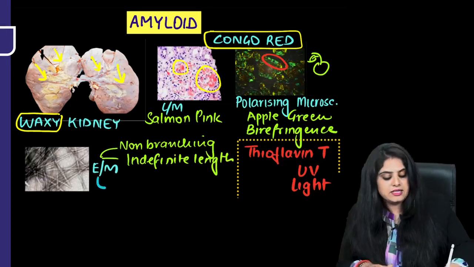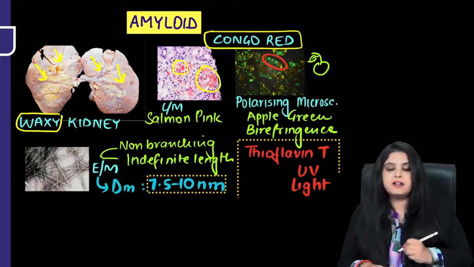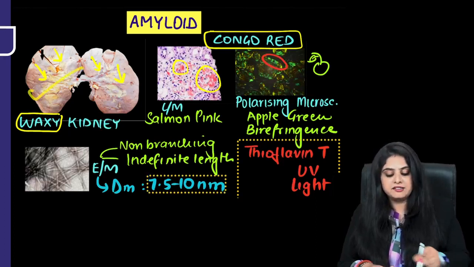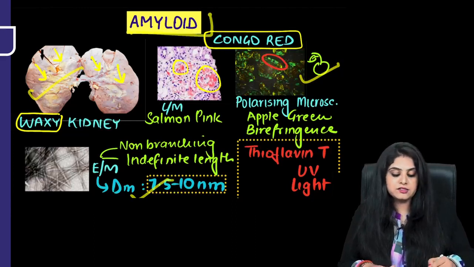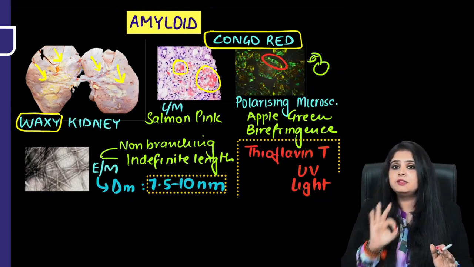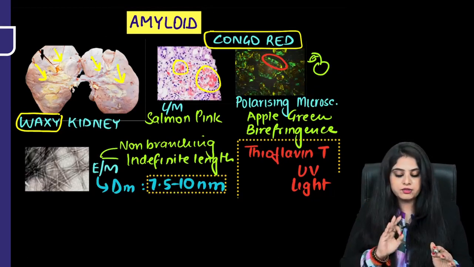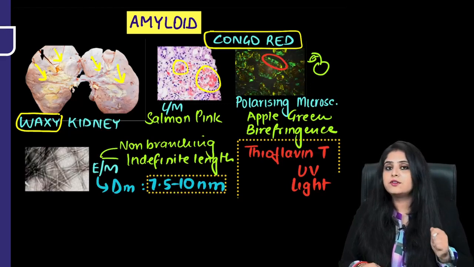Can you tell me the diameter? It is, yes guys, 7.5 to 10 nanometers. This is the previous year question again, 7.5 to 10 nanometers. So remember, waxy, apple green birefringence, diameter 7.5 to 10 nanometers. Amyloid is done from rapid review. You've done all the theory of the 3 tables of how and where amyloid gets deposited, and that wraps up all of your most important images of general path.